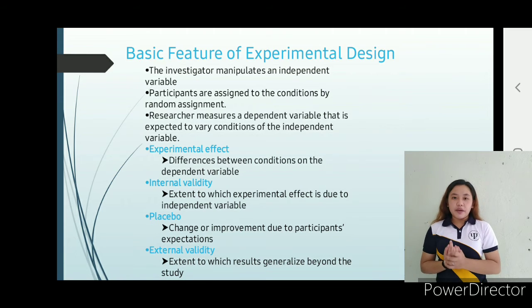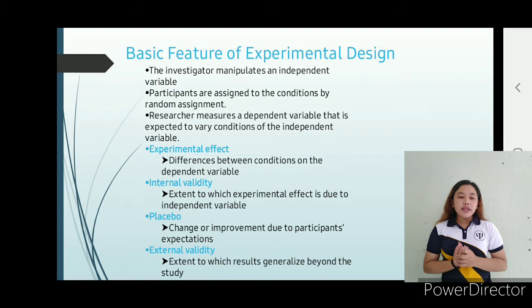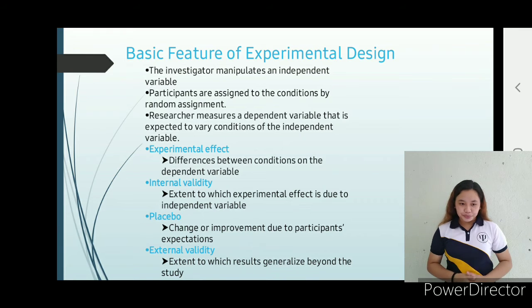Next is experimental effect. Experimental effect is the differences between conditions on the dependent variable. Internal validity is the extent to which the experimental effect is due to the independent variable, not by the dependent variable. Control group. These are the participants who do not receive treatment at all. It is the standard against which treatment effectiveness is judged.